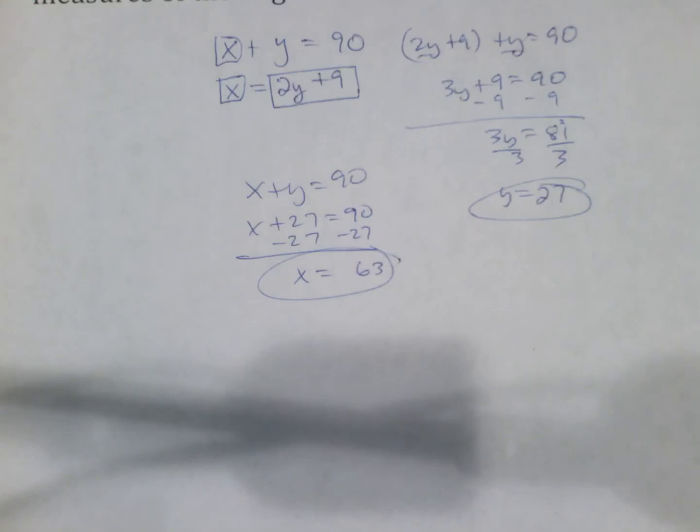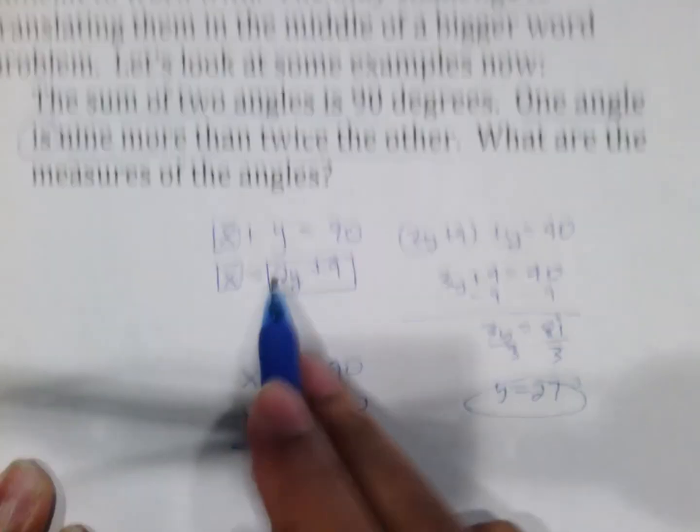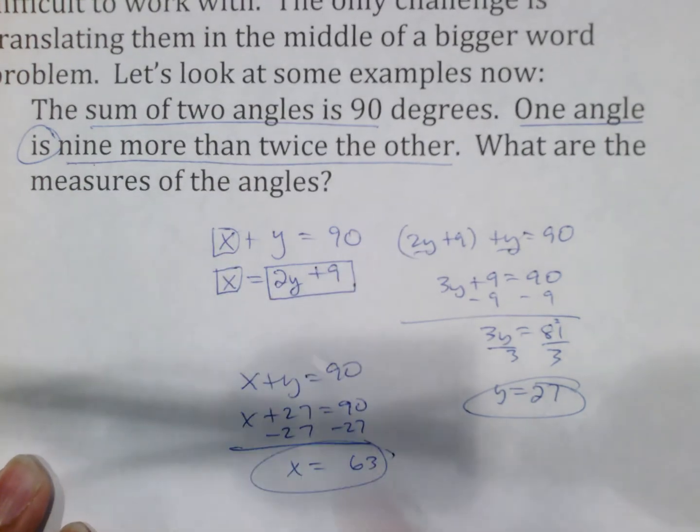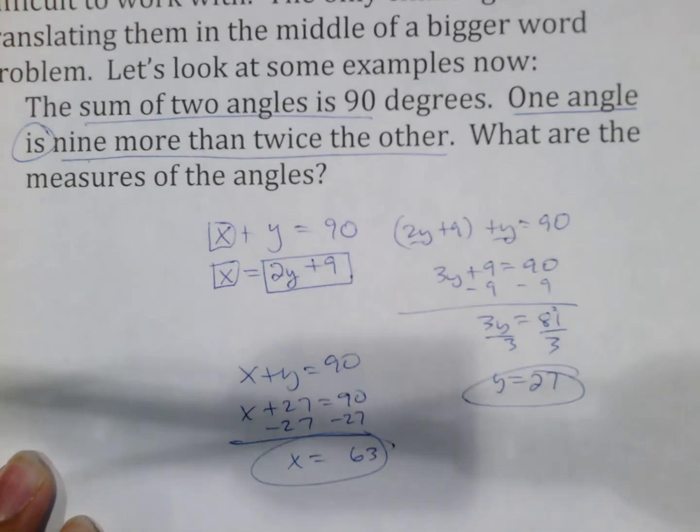So 63 degrees and 27 degrees would be your two angles, which you'll learn about what angles are and how they work, I guess, when you take geometry. But other than that, like I said, the problem is not hard once you translate it. And so as long as you slow down and make sure you focus on the translation part, which is to make your system, everything should work out the way you need it to. Alright?